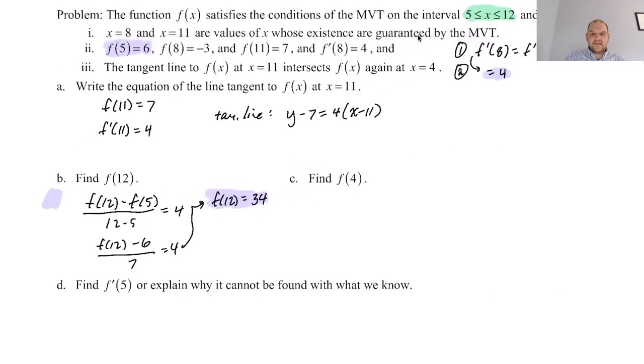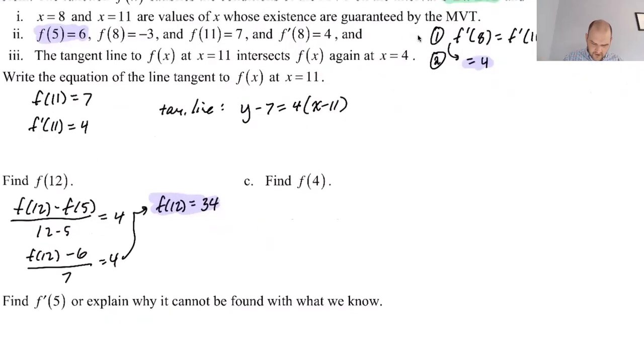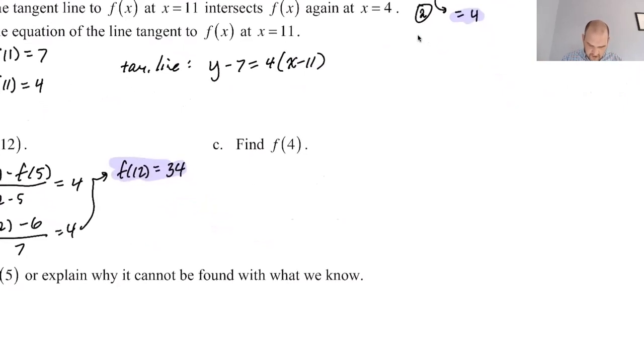All right. What's the next piece of information? Find f of 4. Okay, so if you look at the given information, the only times that you see 4 are when it's f prime of 8 equals 4, but that's not important because that's an x value. And then in number 3, the tangent line to f of x at x equals 11 intersects f of x again at x equals 4. So the tangent line intersects the curve. So if we were to draw something for this, it doesn't need to be perfect, but maybe like this, and then we would have our tangent line here. Well, actually, let me just draw.